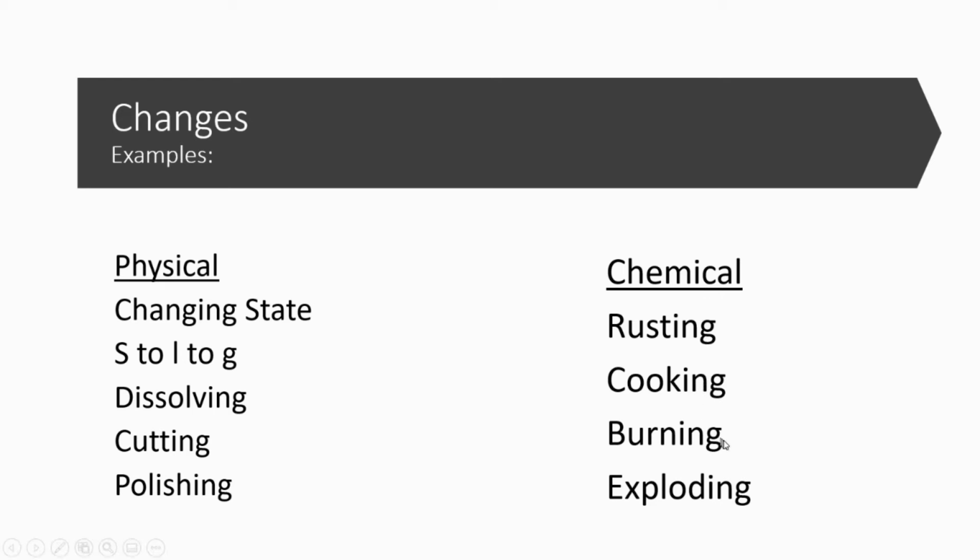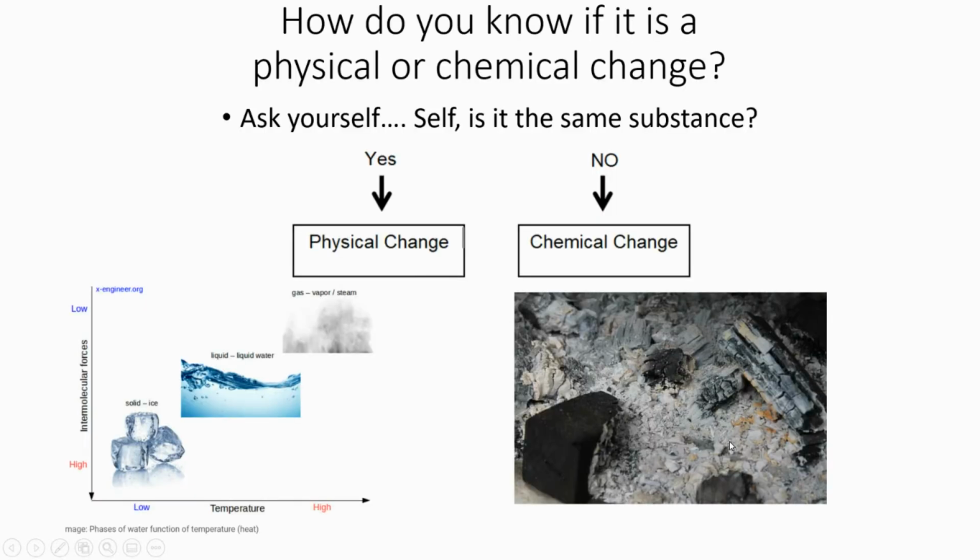If I burn something or explode something, I'm turning it usually into ash, and that's something new. So here is a chemical change right here that I burned, and you can see this is no longer wood. Maybe I have some wood left. I didn't finish burning it, but it turns into ash.